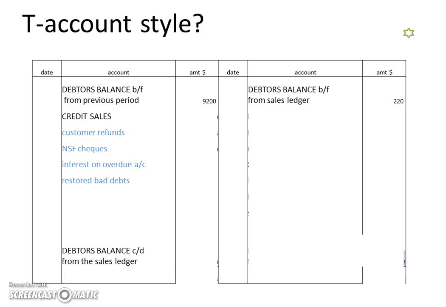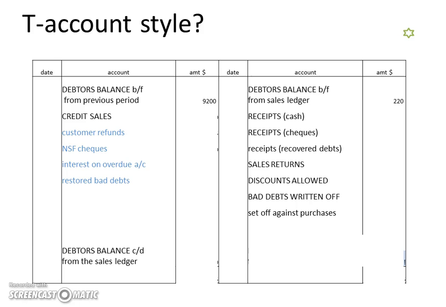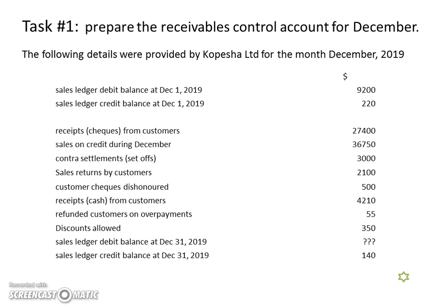On the other hand, let's see what will reduce this $9,200. So we see receipts from the cash or checks that the customers would have paid in, sales returns, discounts allowed, bad debts written off, and any set-offs against the sales and purchases. So let's take a quick glance at the question again and see if any of this stuff is here. So when we look at the question, we can see receipts from the customers, sales made during the period, the credit sales.